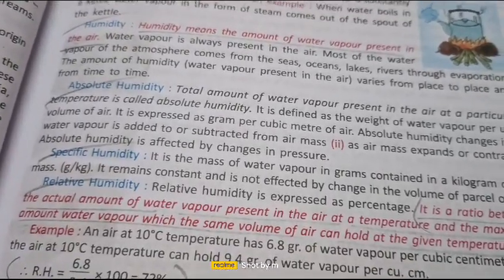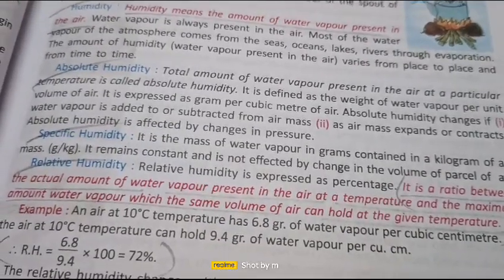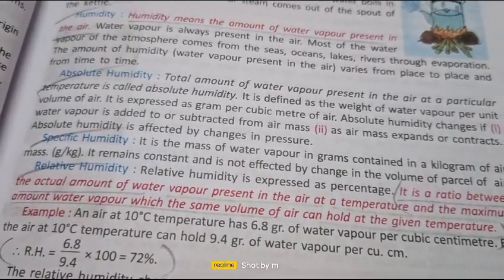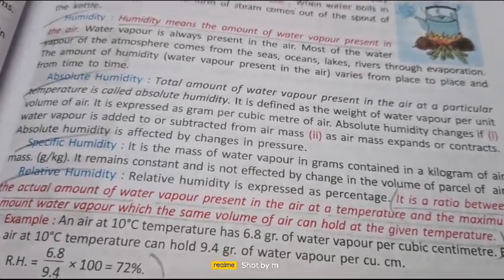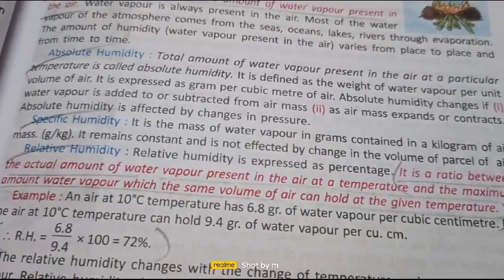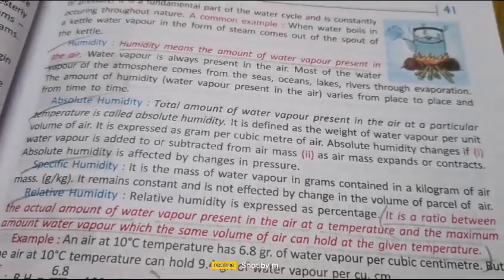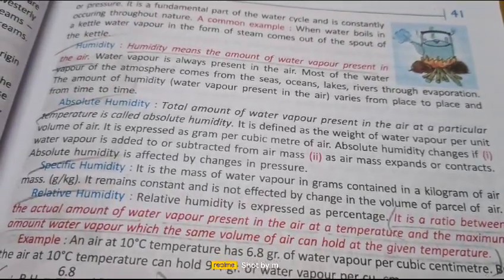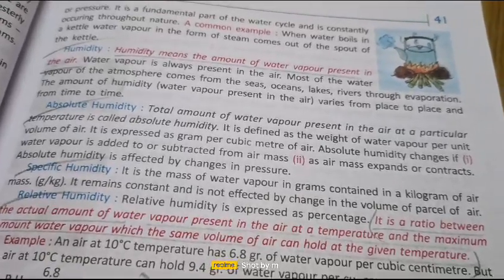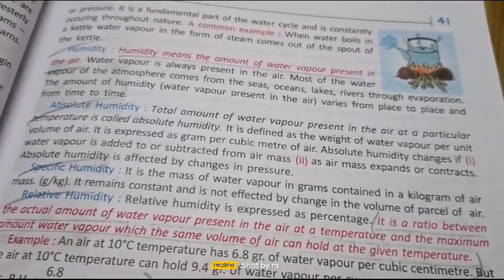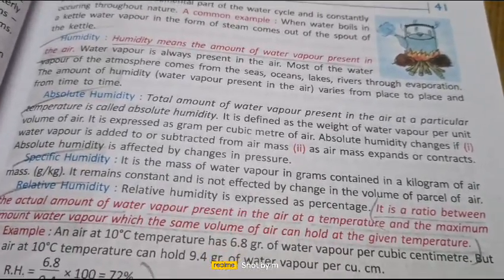Absolute humidity, the total amount of water vapor present in the air at a particular temperature, is called absolute humidity. It is defined as the weight of water vapor per unit volume of air. Absolute humidity keeps on changing if water vapor is added to or subtracted from the air mass. As the air mass expands or contracts, absolute humidity is also affected by change in pressure.